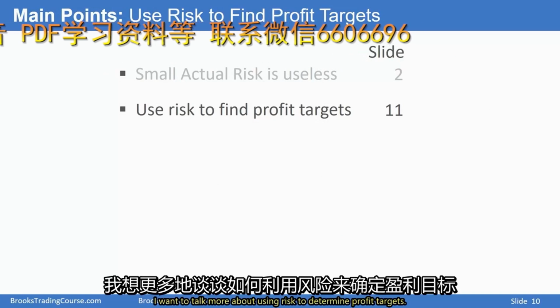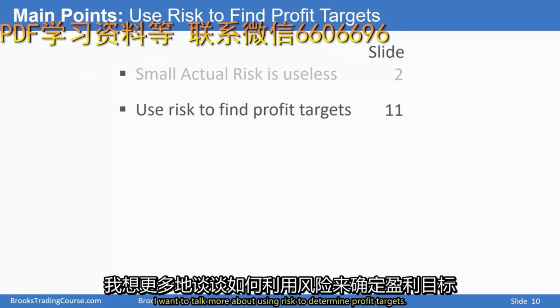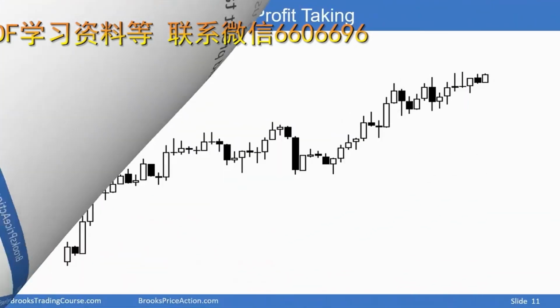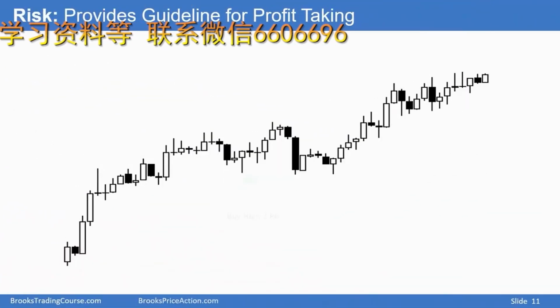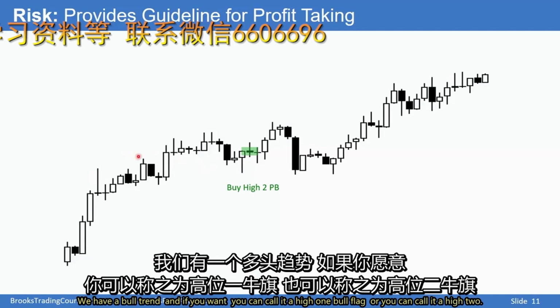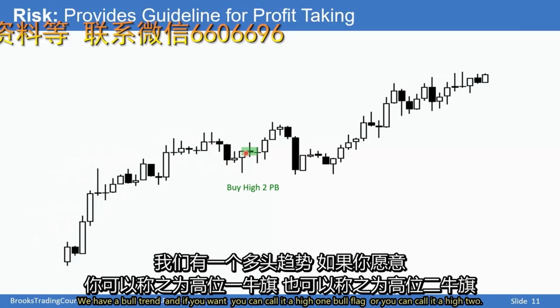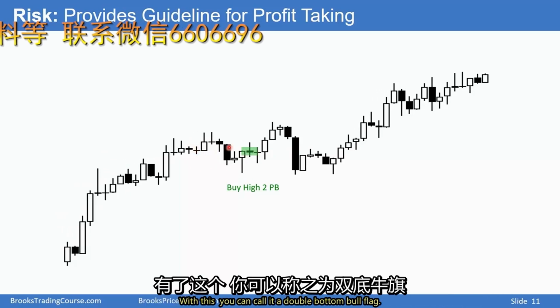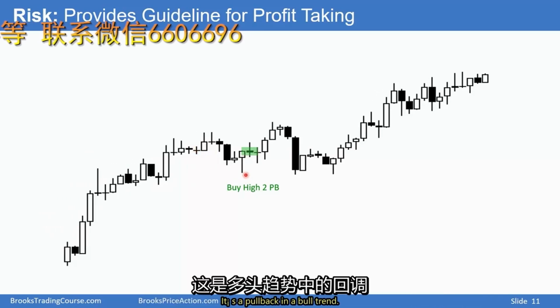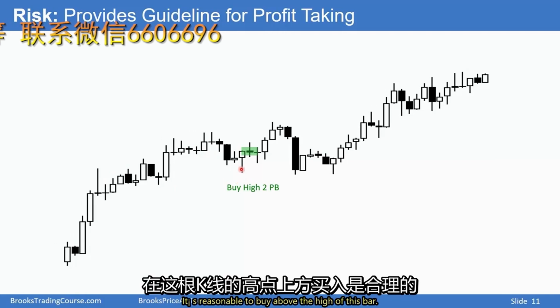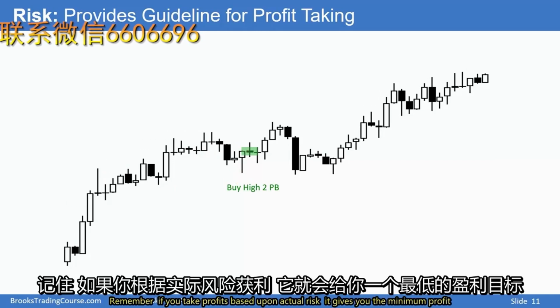I want to talk more about using risk to determine profit targets. We have a bull trend, and if you want, you can call it a high 1 bull flag. You can call it a high 2 with this. You can call it a double bottom bull flag. Doesn't matter. It's a pullback in a bull trend. It's reasonable to buy above the high of this bar.